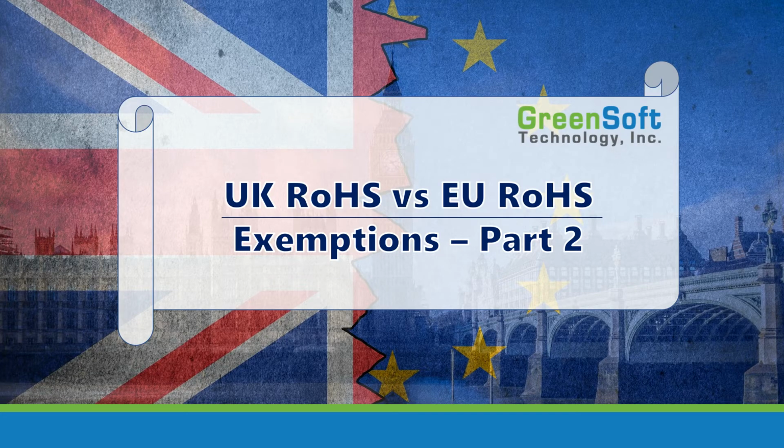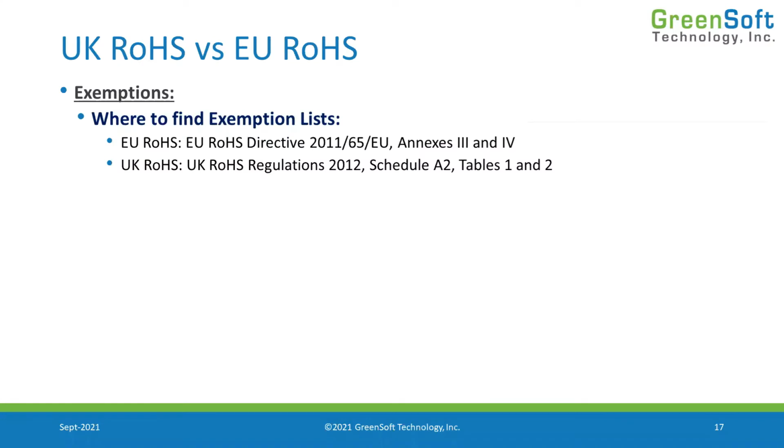Now, where can we find these exemption lists? Well, for EU RoHS, obviously, you're going to look into EU RoHS Directive 2011/65/EU, Annexes 3 and 4. That's where those are listed.